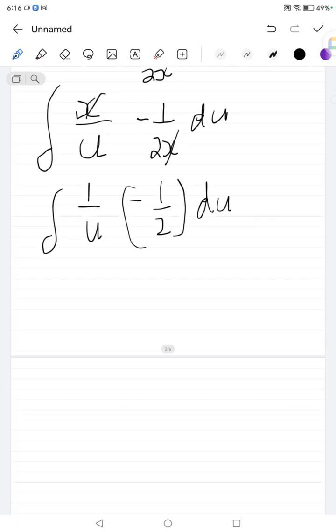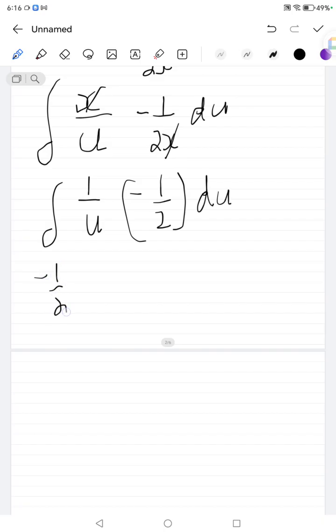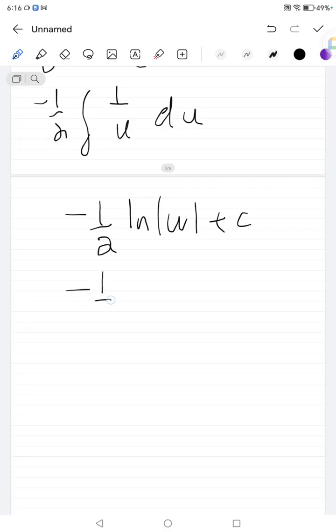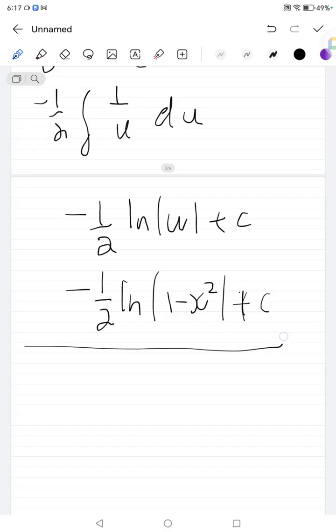du. Then this minus 1 over 2, you can take it to the other side. Then you're left with 1 over u du. Then here we're just going to use the ln rule. Without wasting time, you're going to be left with minus 1 over 2 ln of u plus c. Then you input the right value. You have minus 1 over 2 ln of 1 minus x squared plus c. So that's the final answer for that one.